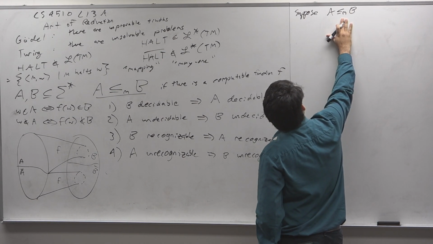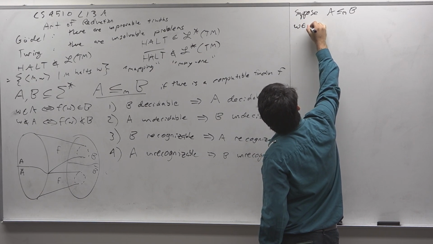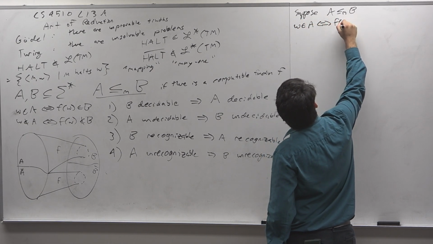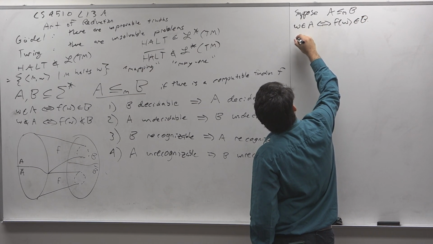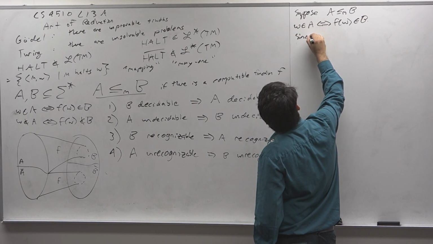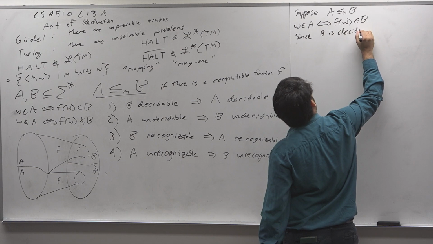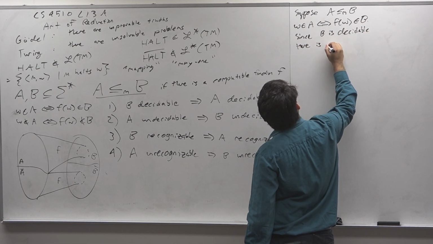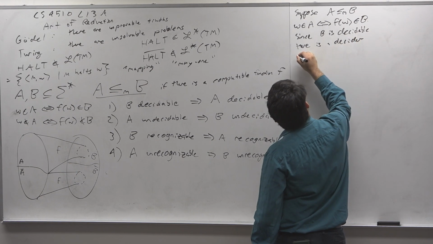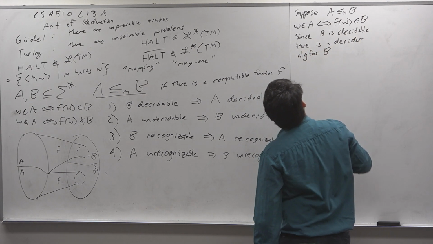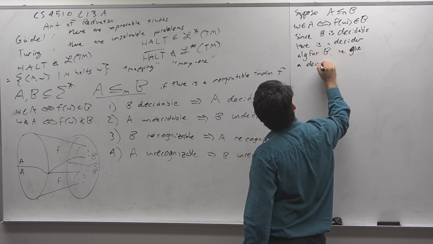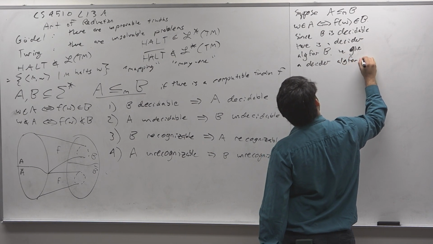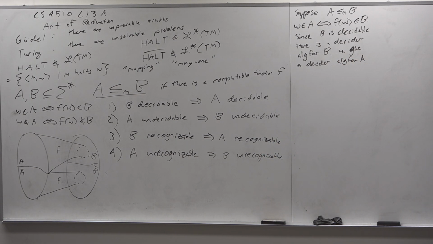So suppose we have a mapping reduction in such a form, then we know that there exists a function f such that w is in A if and only if f of w is in B. Further, suppose that since B is decidable, there is a decider, we'll call it alg for B. We give a decider alg for A. So let's suppose there's a decider for B, a machine that halts on all inputs, and let's suppose there is such a reduction.